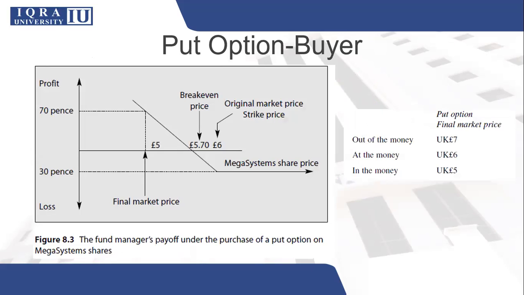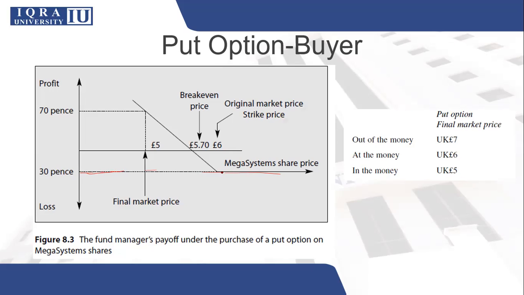Now let's understand this through a diagram. This is the payoff under the purchase of a put option. The put option buyer is going to have this kind of a payoff. Over here, you can see that again you have the premium of 30 pence. This is the maximum loss that the put option buyer will have to incur.